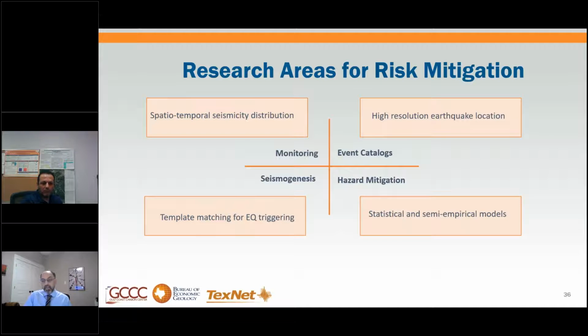It is important also to understand the seismogenesis. Related to that, you have to use a mathematical approach, which is called template matching, in order to understand where you have the first small magnitude earthquake, so when the earthquake triggering occurred in this area.